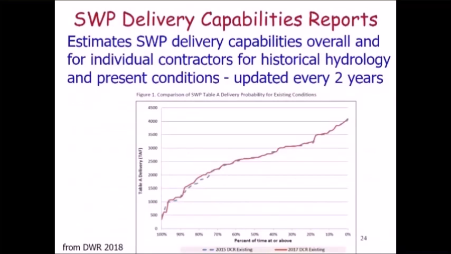I want to run through just a few examples. This was the water supply reliability report, water delivery capabilities report, they call it, from the State Water Project. DWR does this every 2 years, and they estimate for each of their individual contractors with the historical hydrology and present conditions in terms of regulations and such, what's the probability distribution of deliveries you're likely to get on an annual basis for every water contractor.